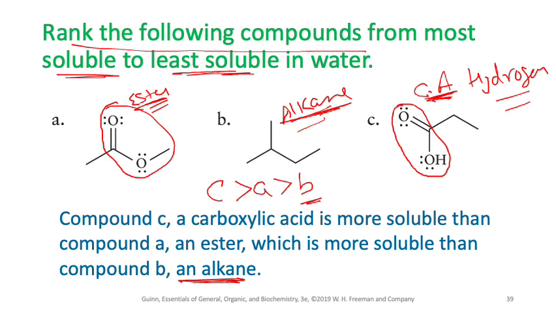So if you know the functional group, if you know which kind of interaction they can make, if there is any hydrogen bond, dipole, or no dipole, then you can easily differentiate. So that's why the concept is very important. Make sure you know the concept. This will help you in the long run.